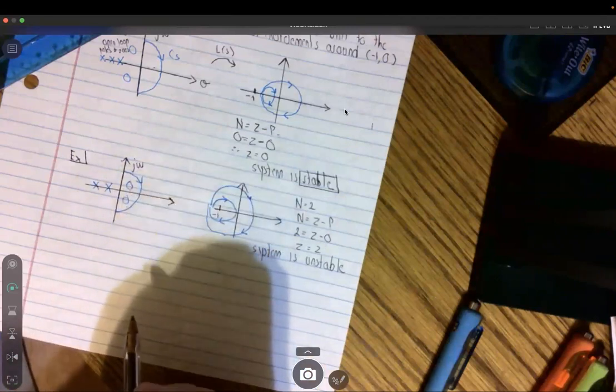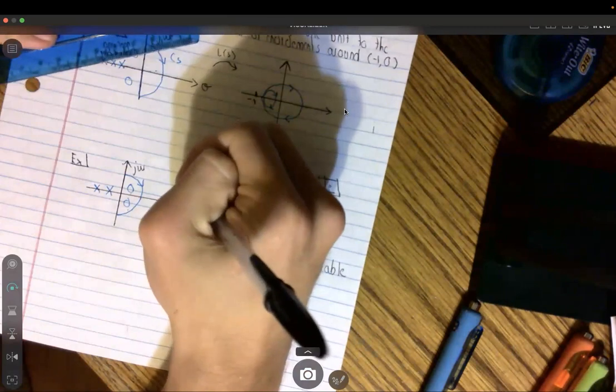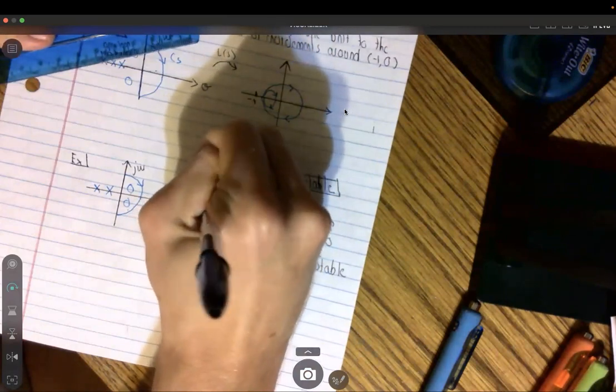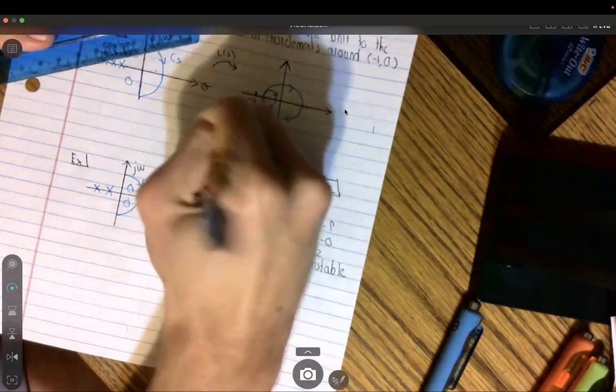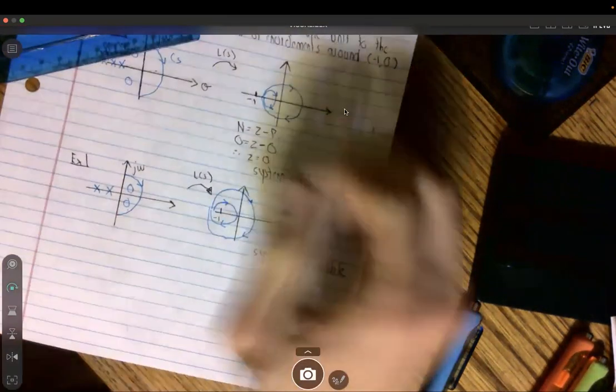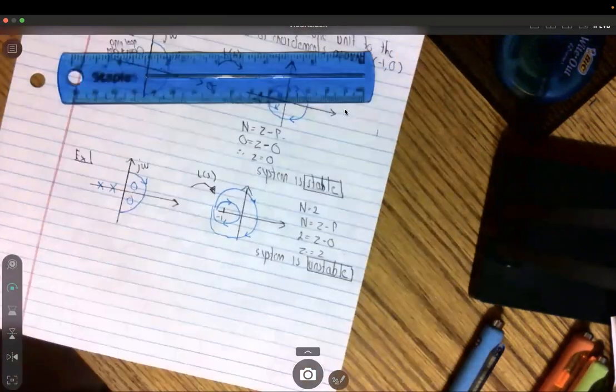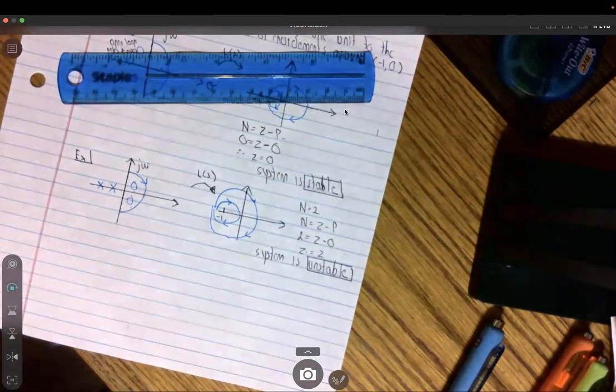And because we have 2 zeros in the right-hand plane for f of s, that means that the closed loop system is unstable. So because our Z is 2, it's unstable. Z must be 0. We need to have 0 zeros in the right-hand plane.